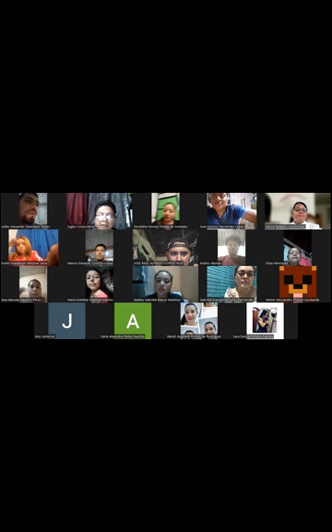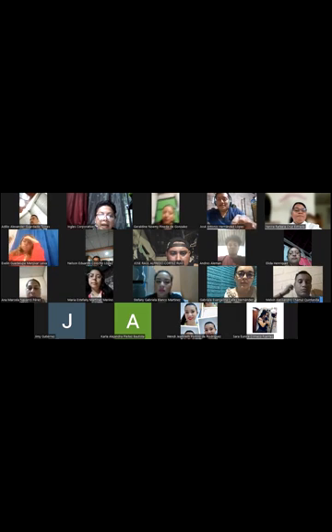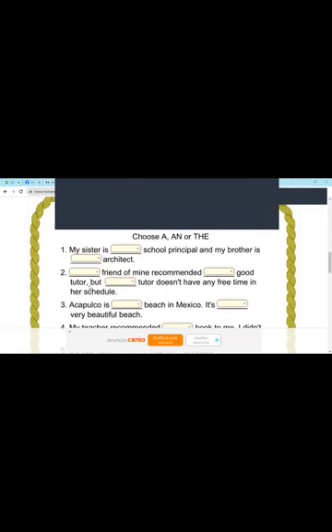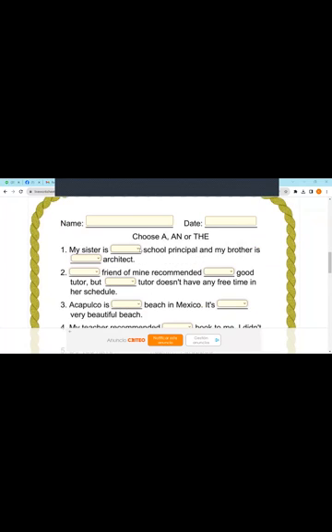We're using a or an. Yes, okay, the next exercise, we are going to work on it in groups. It's the same topic using a and an, but it's a more complex exercise. So it says that you're going to use this or that, my sister, and you're going to choose here the correct answer according to what you think.